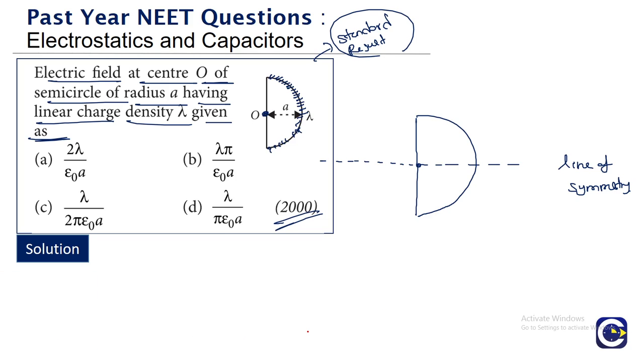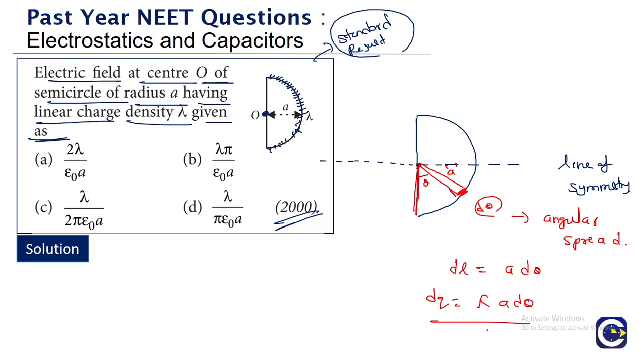So here what we will do is, from this end, after covering an angle theta, we will consider a small element which is spread for d theta angle. The element is having an angular spread of d theta. So the length of this will be what? Radius is a, so the length of this element will be a d theta. Charge on this will be a small amount of charge. Charge will be equal to what? Linear charge density into length.